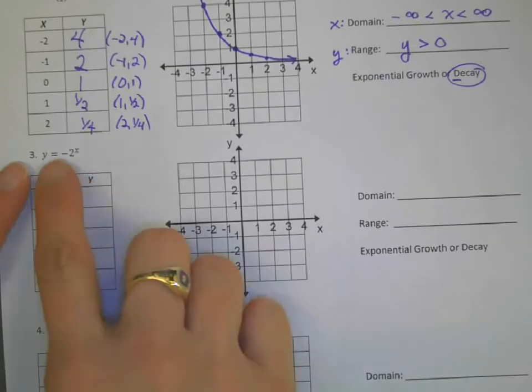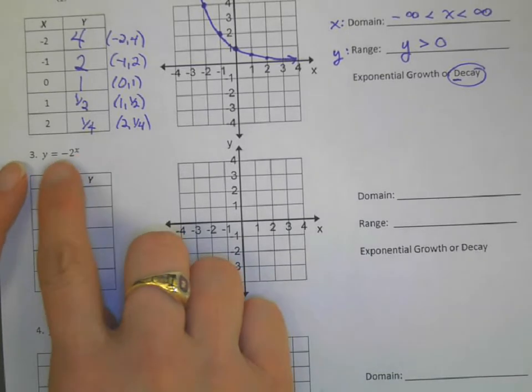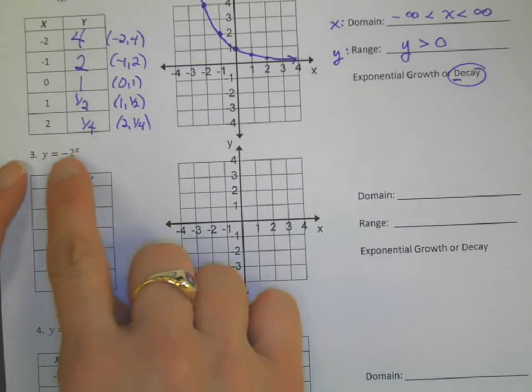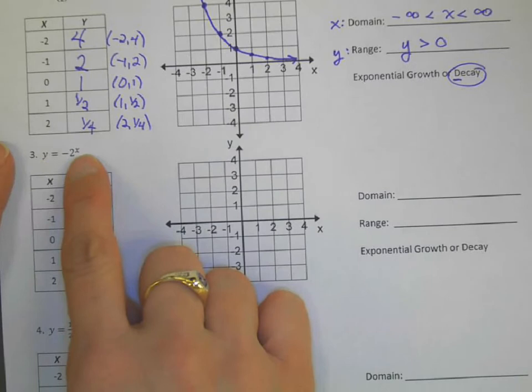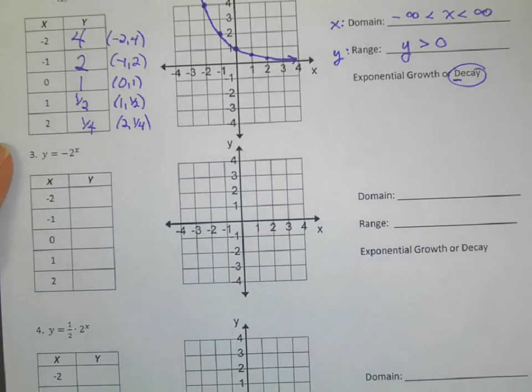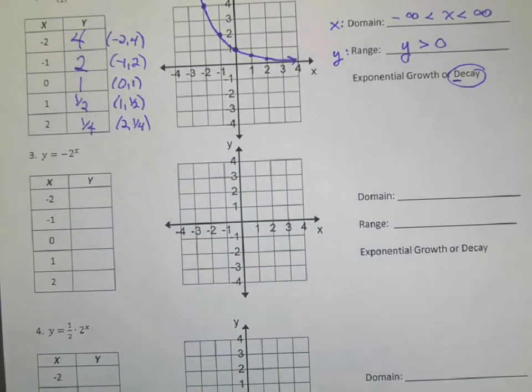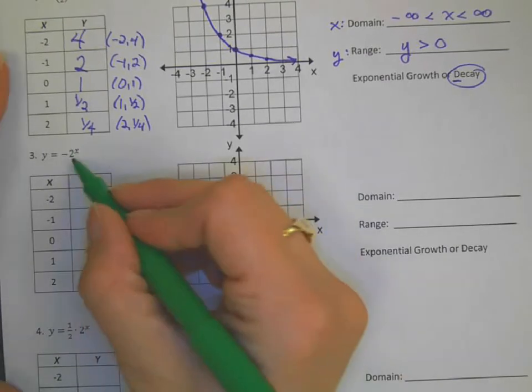negative 2 to the x. Does that negative power, is that negative getting the power of x? Or does x only belong to the 2? Yeah, you're right, it only belongs to the 2. The negative is out in front.